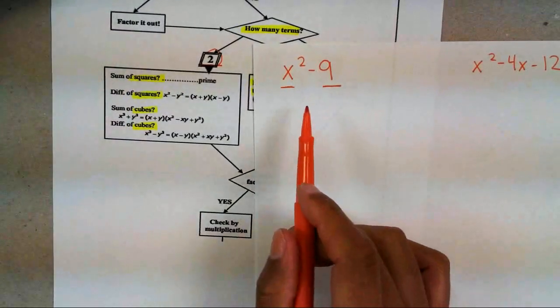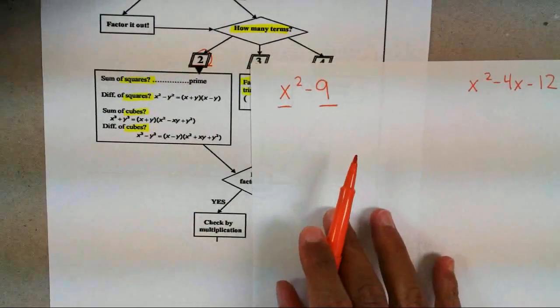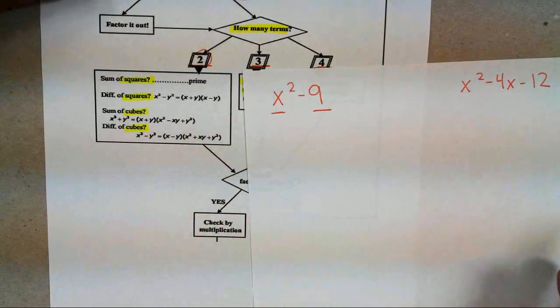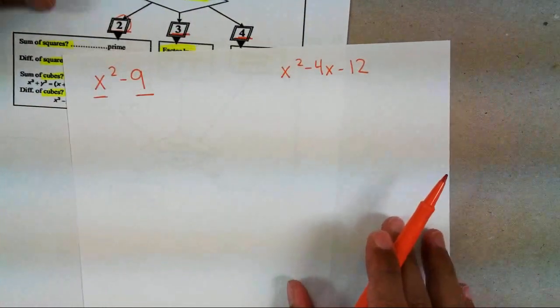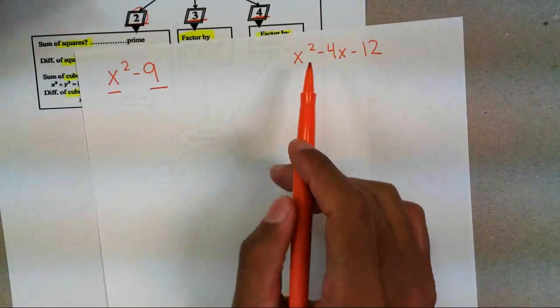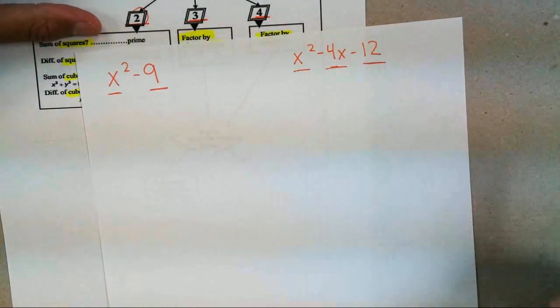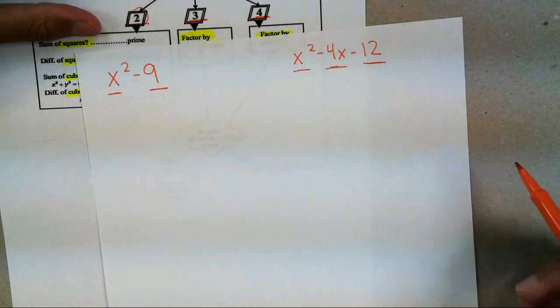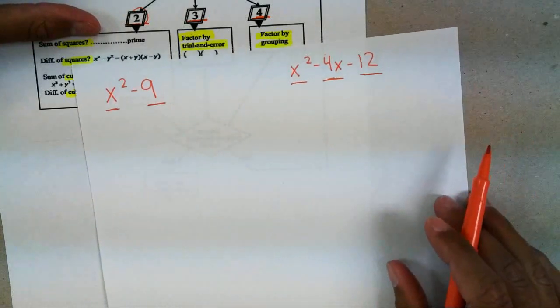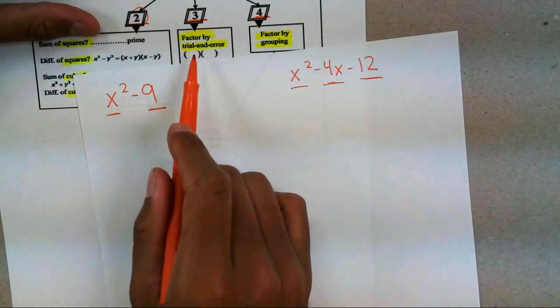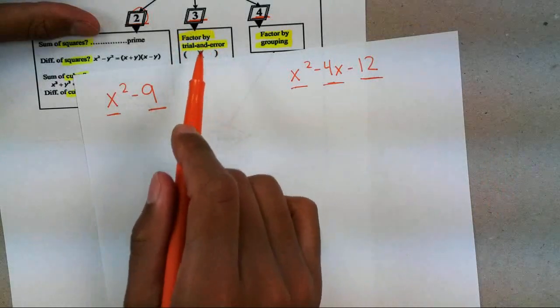Now, we're not actually going to factor this out. All we're trying to do is figure out how many terms are in each polynomial. Now I'm going to look at my next one. X squared, 1 term, minus 4x, 2 terms, 12, 3 terms. Well, okay, that means there's 3 terms. So that means if I could factor this out, I have to factor it out by trial and error. There's no other way around this. I have to do that method.